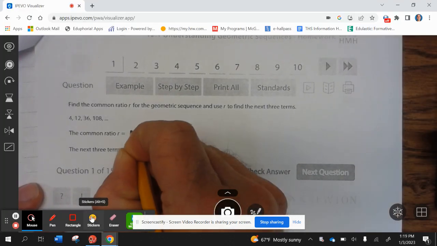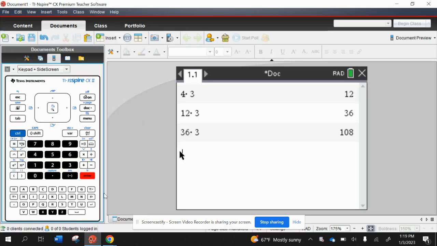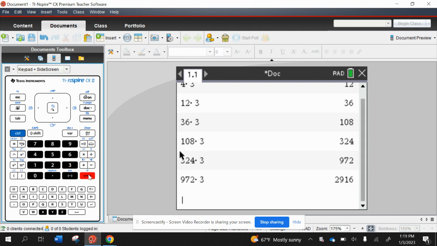So we can see the common ratio is 3. So to find the next three terms, we're going to take 108 times 3 is 324. You can highlight, enter, times 3 is 972. And then highlight, enter, times 3 is 2,916.